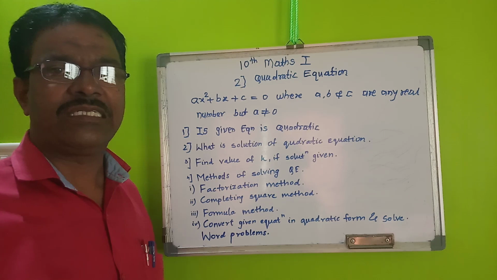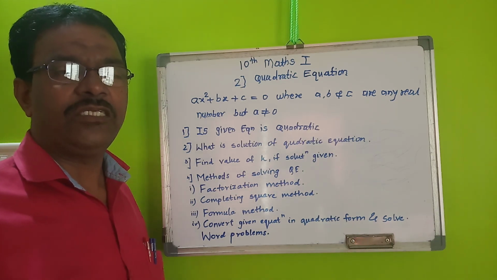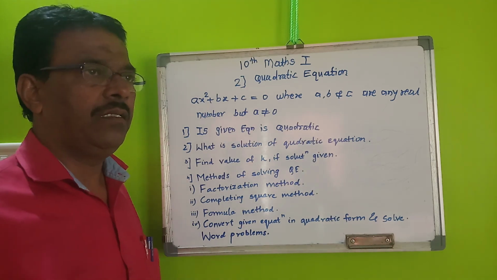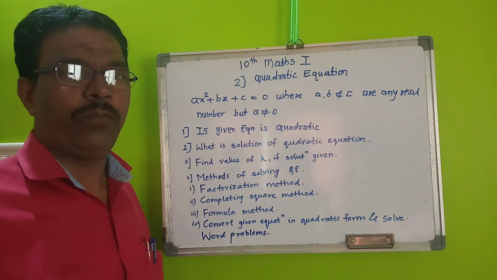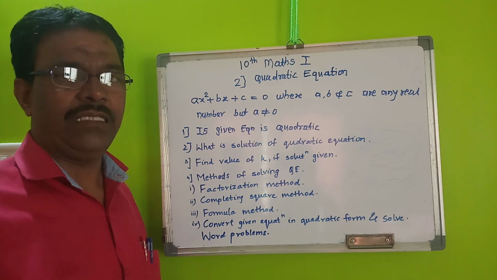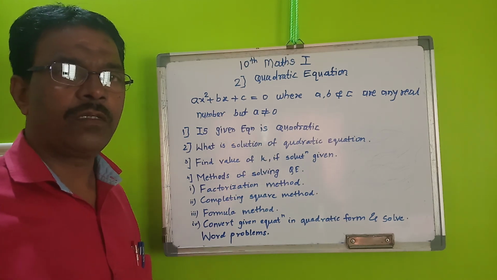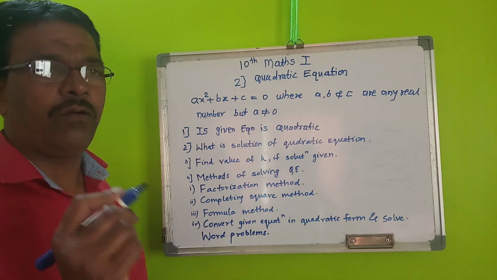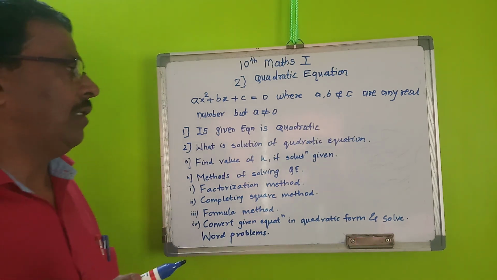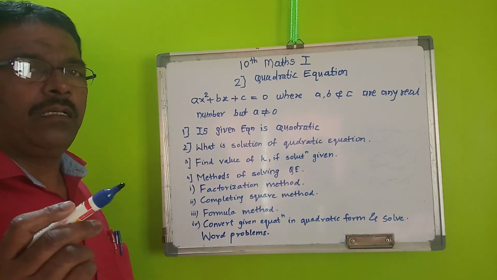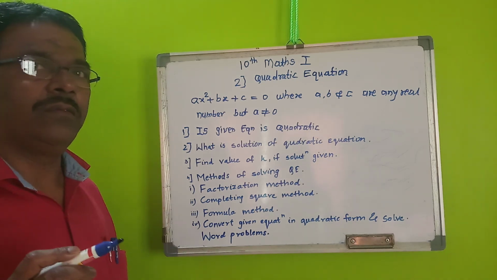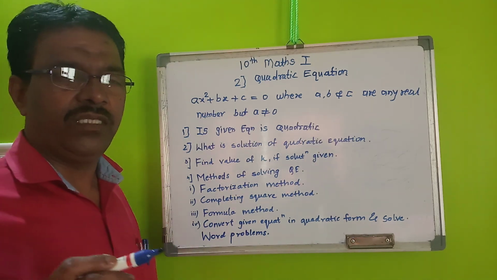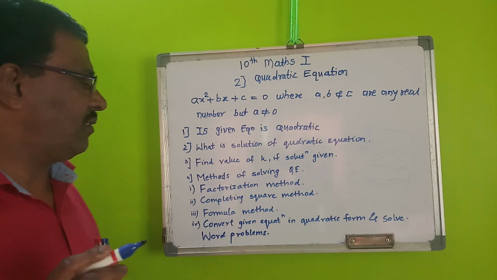In the last lecture, we have seen what is a polynomial and the types of polynomials. We have also studied linear equations in two variables. Now, we are going to study the second chapter from Maths 1 of 10th, that is quadratic equations. In this chapter, we will study what is a quadratic equation, what is the solution of a quadratic equation, and how to solve a quadratic equation, means methods of solving a quadratic equation.